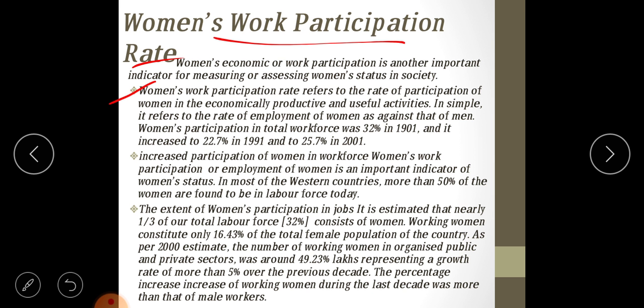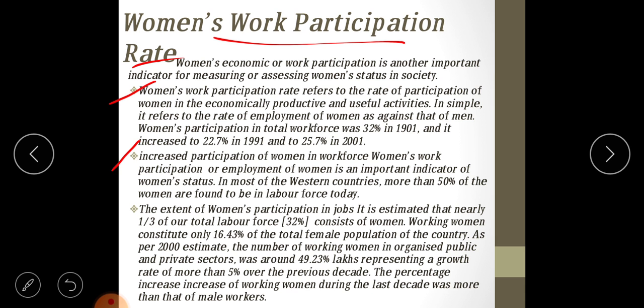Okay, so women's participation in the total workforce was 32% in 1901, and it decreased to 22.7% in 1991. And in 2001 we can see that it has increased to 25.7%. Women's work participation rate refers to the rate of participation of women in economically productive and useful activities. In simple terms, it refers to the rate of employment of women as against that of men. Compared to 1901, it is increased in 2001 as per the census. In 2001 we can see that it increased to 25.7%.